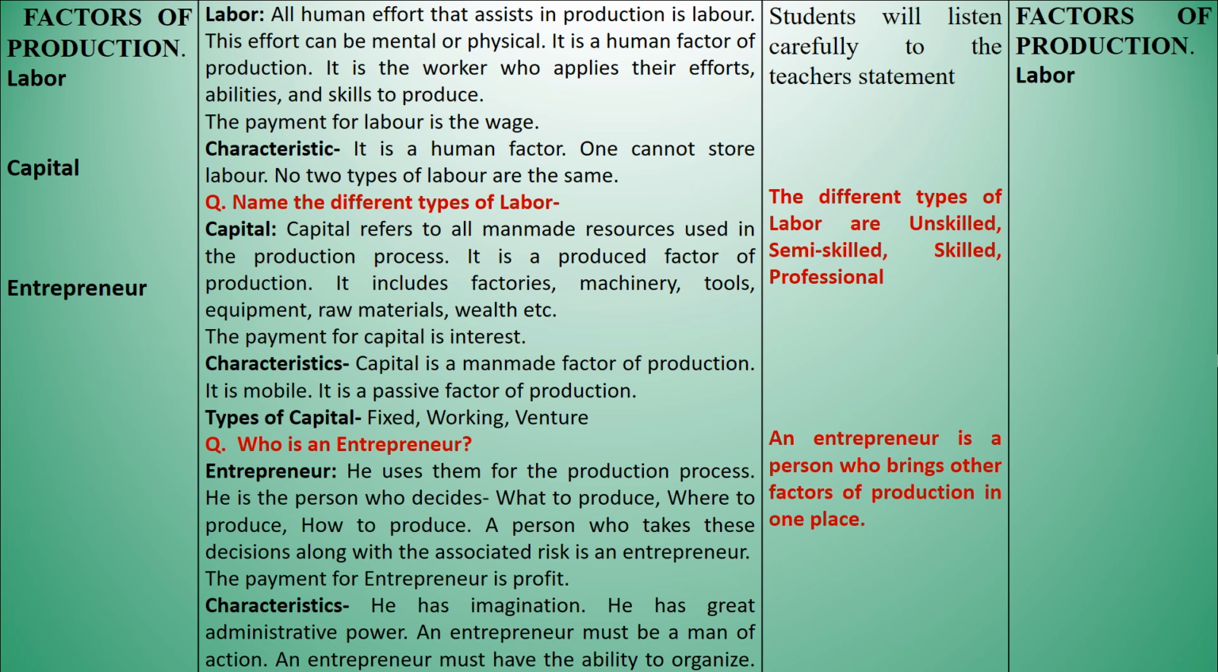Now, in the first column of subject matter, I have written the main points of teacher statement, that is factors of production, labor, capital, entrepreneur. In the teacher activity column, the teacher statement will be written, which is as follows. Labor. All human efforts that assist in the production is labor.